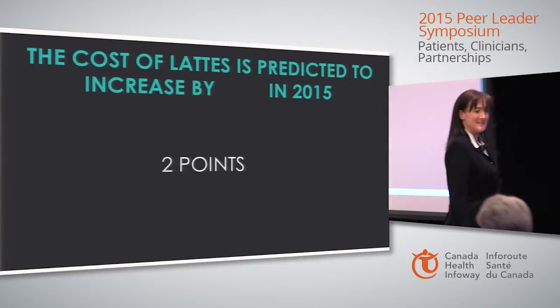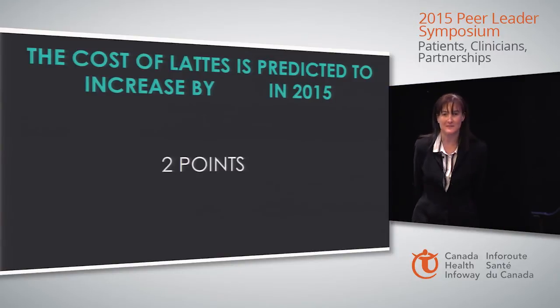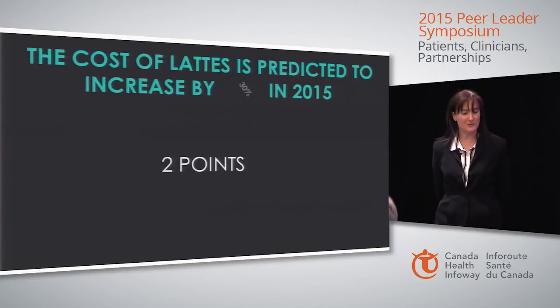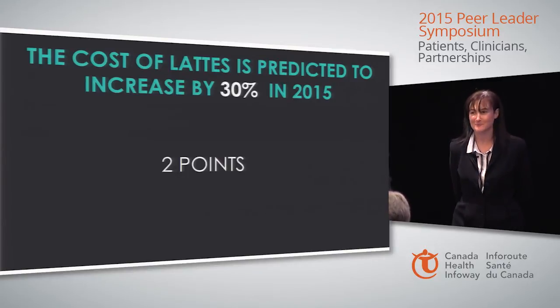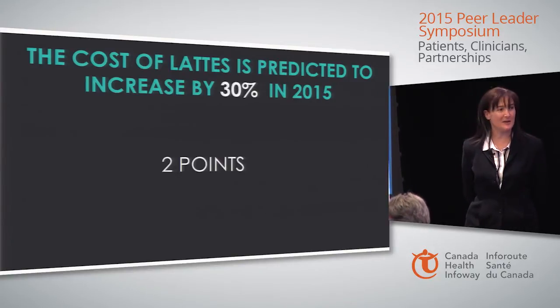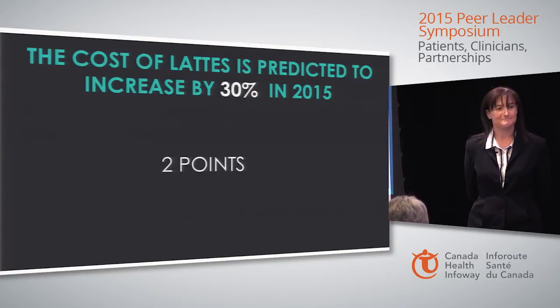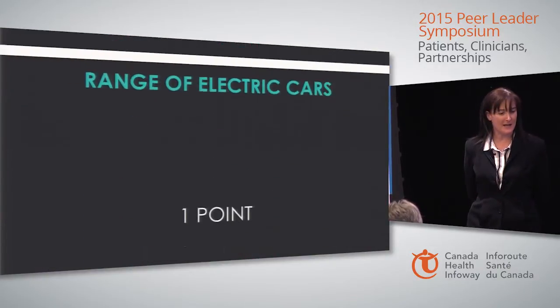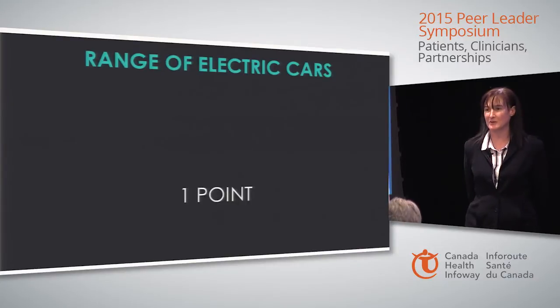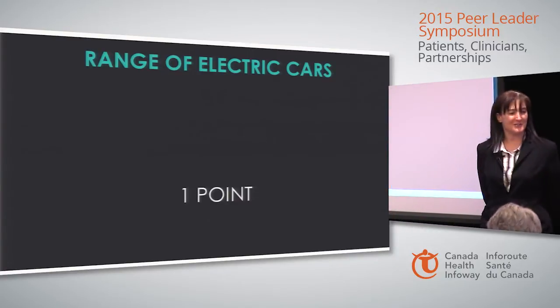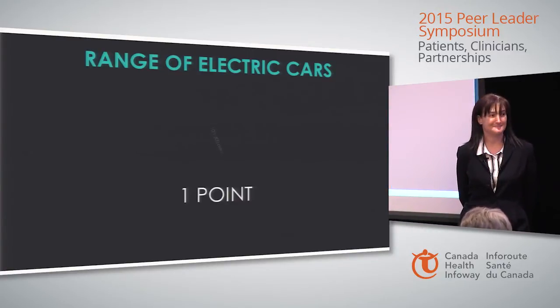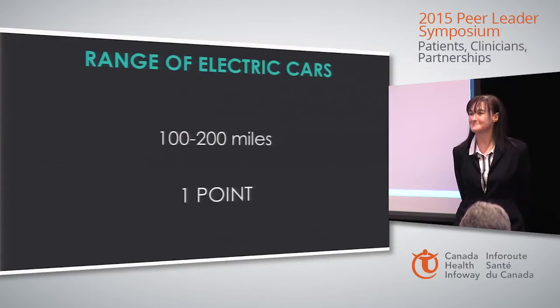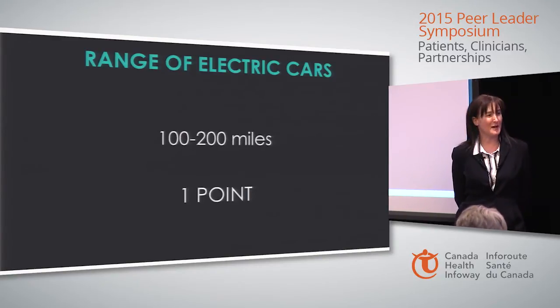The cost of lattes is predicted to increase in 2015: 2 points if you said 30%. Yeah, coffee beans are going up. Okay, 2 points for that one. And then our last one, for 1 point only: range of electric cars. 100 to 200 miles.